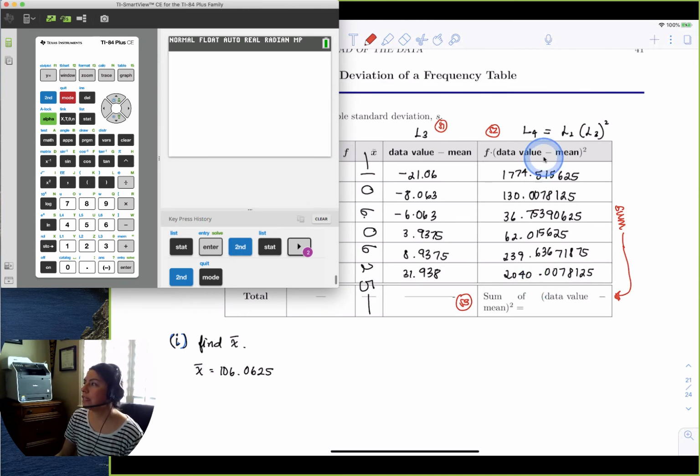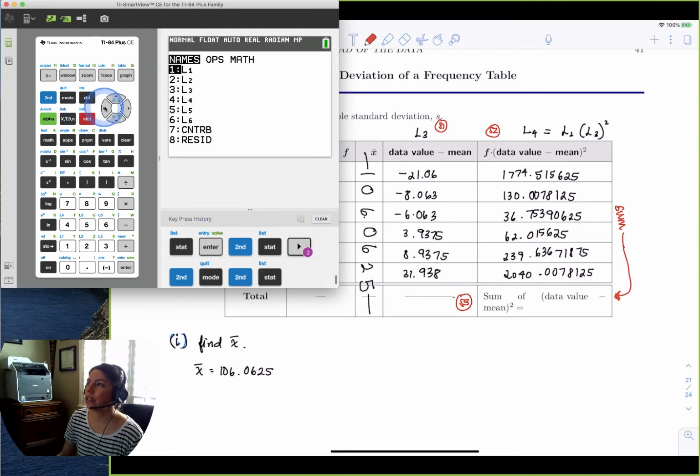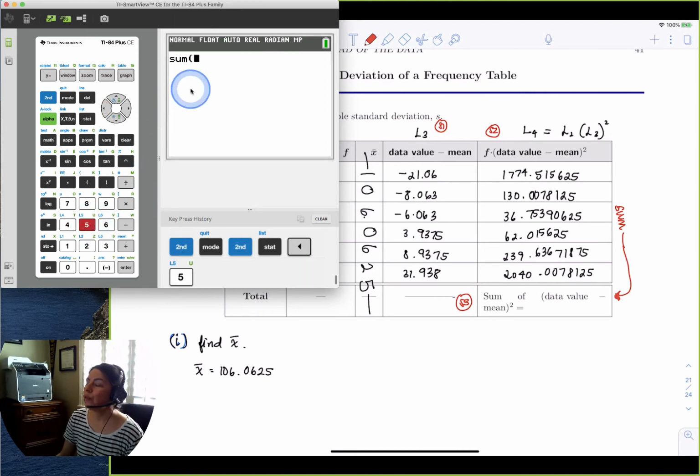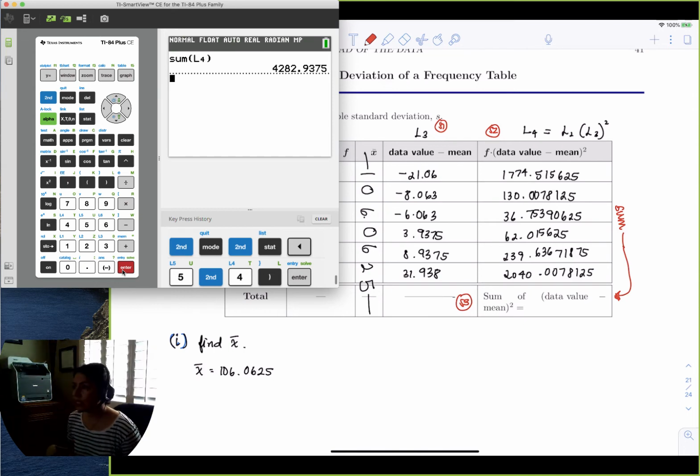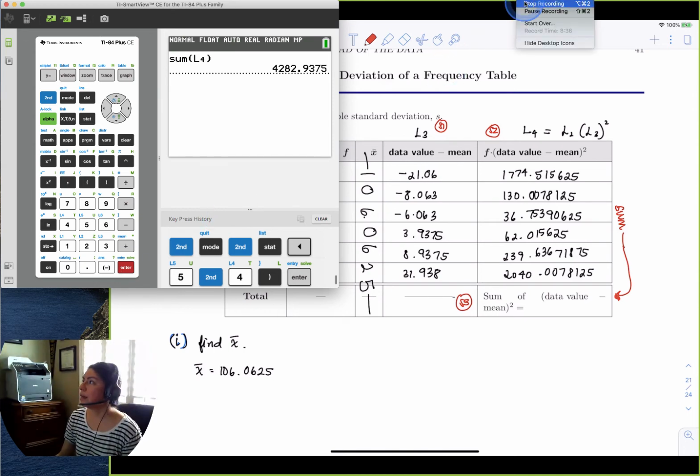Now let's find the sum of these values in this last column. Go to second stat, go to the list and hit math. Notice we have the sum. So hit 5. And remember, in the list we put these values in list 4, so all you have to do is put L4 in there. Blue with blue, so hit second, 4, close the parenthesis, hit enter, and ta-da, there's your sum. Very powerful calculator that you have. Let's go ahead and put that number in.